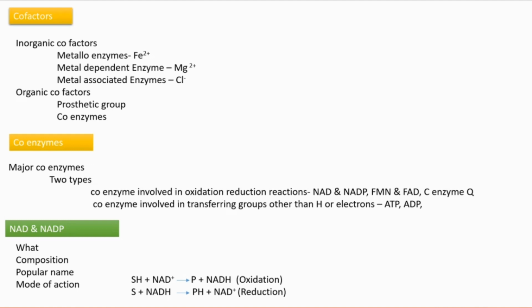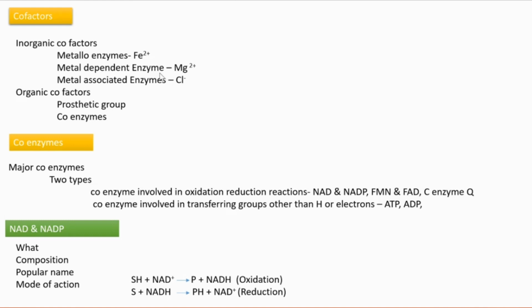Then we need to understand the mode of interaction of that metal in the enzyme. How does the metal present in that enzyme interact with the enzyme? Metalloenzymes are there. In this case, metals are tightly bound to the enzyme by coordinate bonds. Example, iron. It is required for cytochrome oxidase and catalase. That is a metalloenzyme.